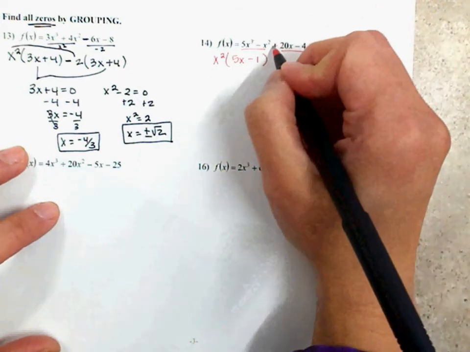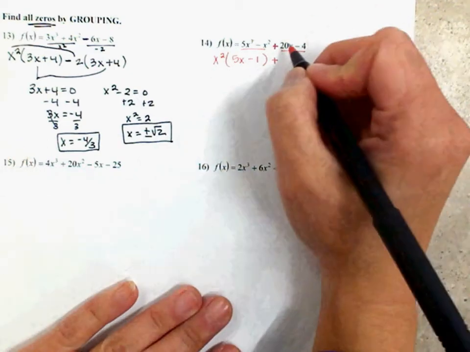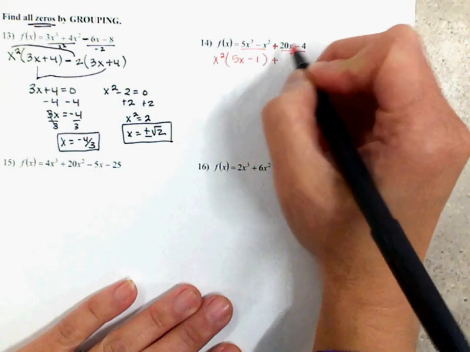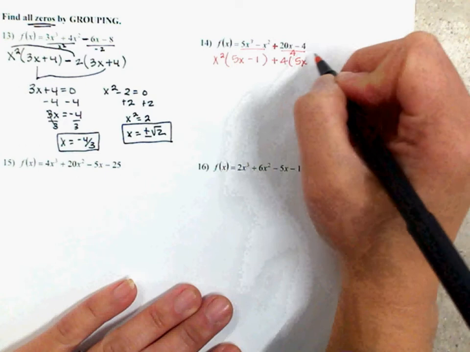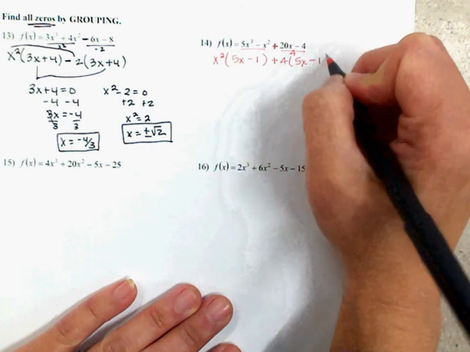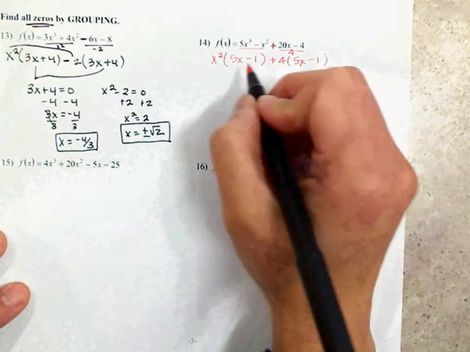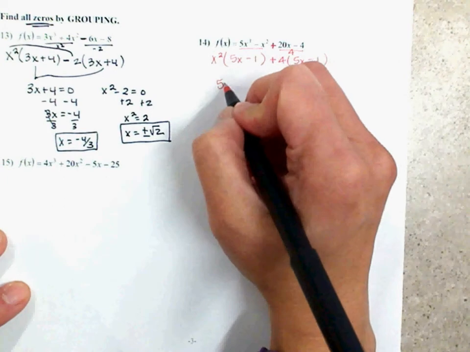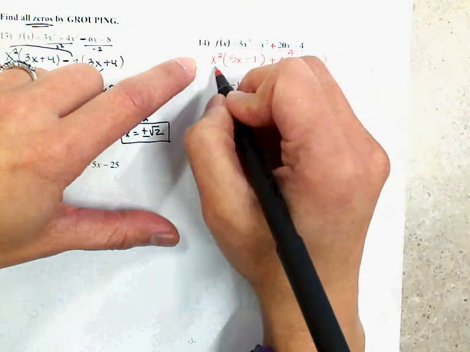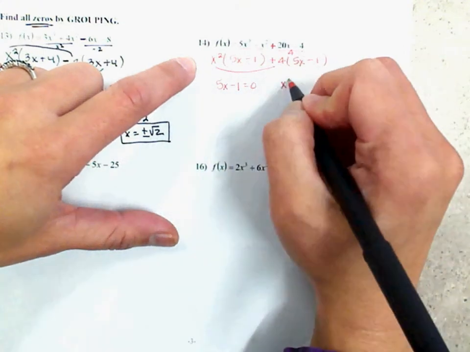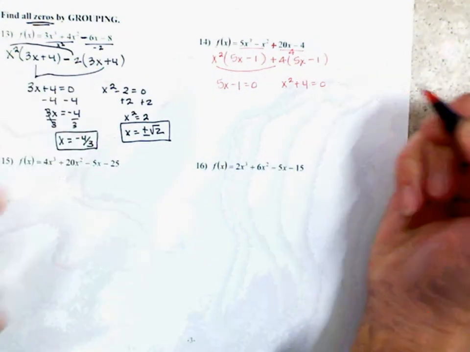See this plus sign? Keep your sign. What do these two have in common? A 4, so I'm going to factor out a 4. 20x divided by 4 leaves you 5x. Negative 4 divided by 4 leaves you negative 1. See how these two are the same? Put them together, set it equal to 0. Okay? You see how you have the oddballs right there? Put those together, set that equal to 0.